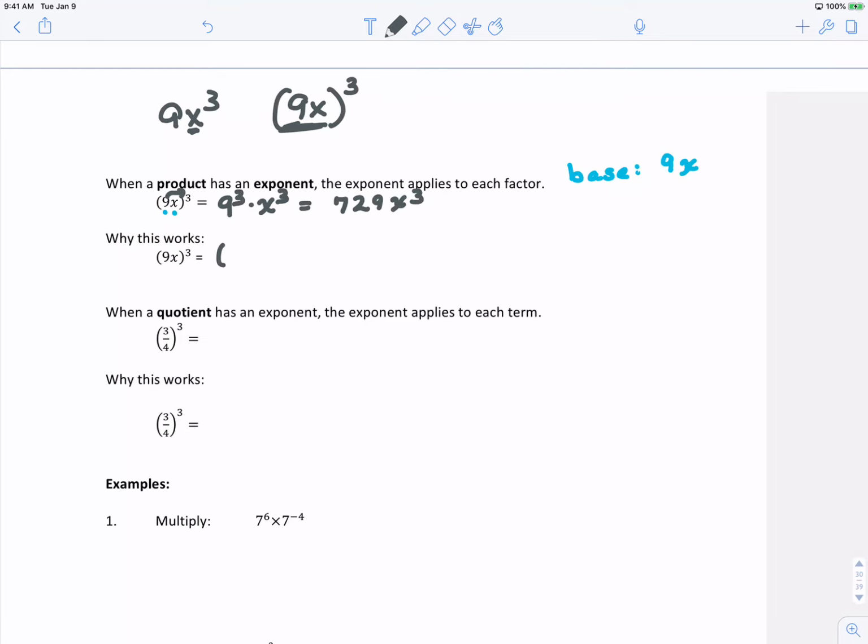Now, why does this work? Well, this 3 tells me this is my whole base, and I'm going to write it 3 times. 9 times 9 times 9 is 729. X to the first, x to the first, x to the first. When I add those exponents, it is x to the third.